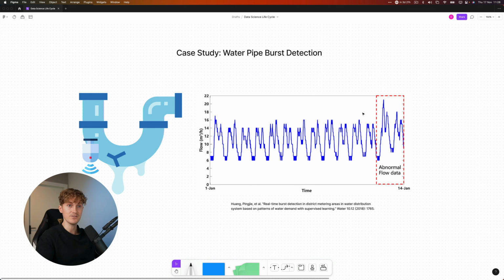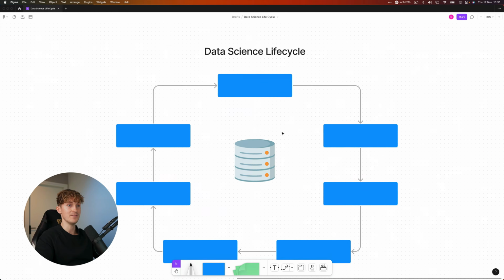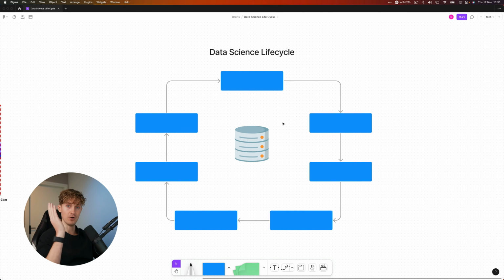And then when a burst appears, there is a change within this pattern. So for example, over here, you can see some abnormal flow of data. And by the way, this is a graph that I took from the research paper over here. And now, of course, implementing such a model and actively monitoring all your pipes is very interesting to a drinking water production company. So therefore, we as data scientists get the assignment to create a model like this, and we will be using this example to explain all the steps within our data science lifecycle. So let's get into it.